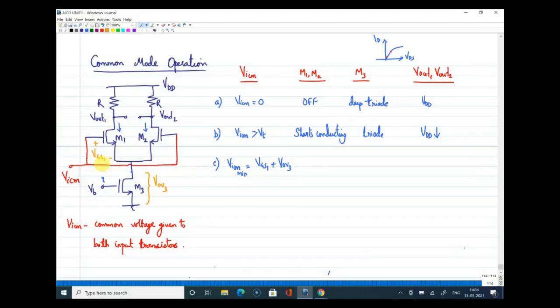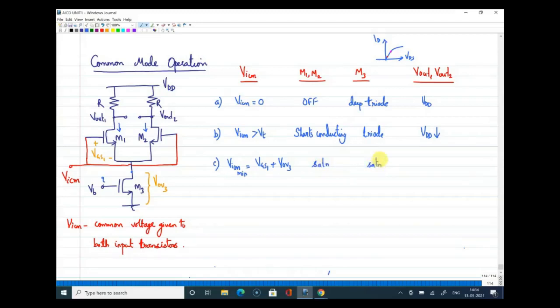VGS1 or 2 minus VDS3. Yeah, Avinash and Akash, I think you have written answers, but I'm asking for VICM minimum. Yes, it should be plus. So in this case, I can say that all the three transistors will definitely be in saturation.